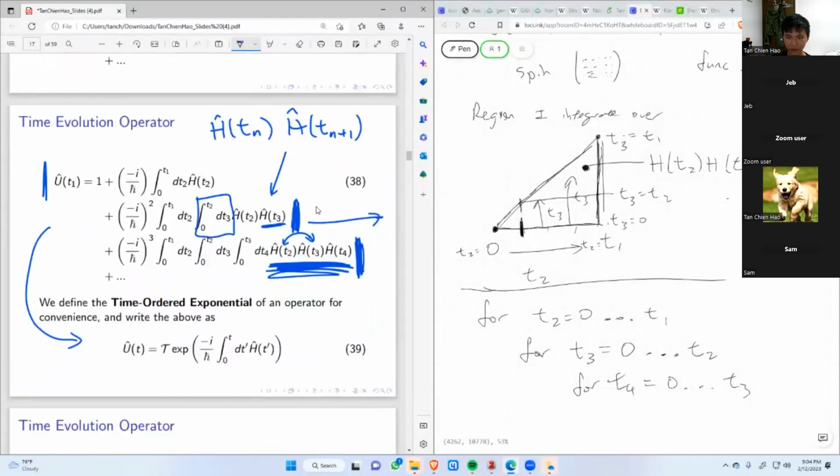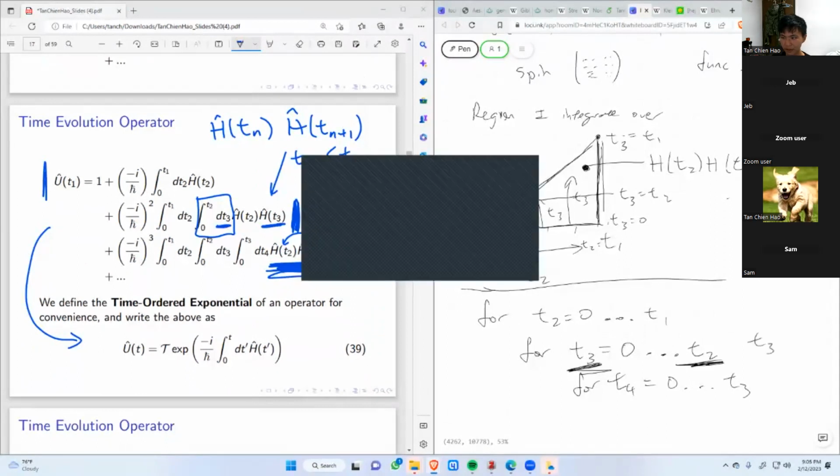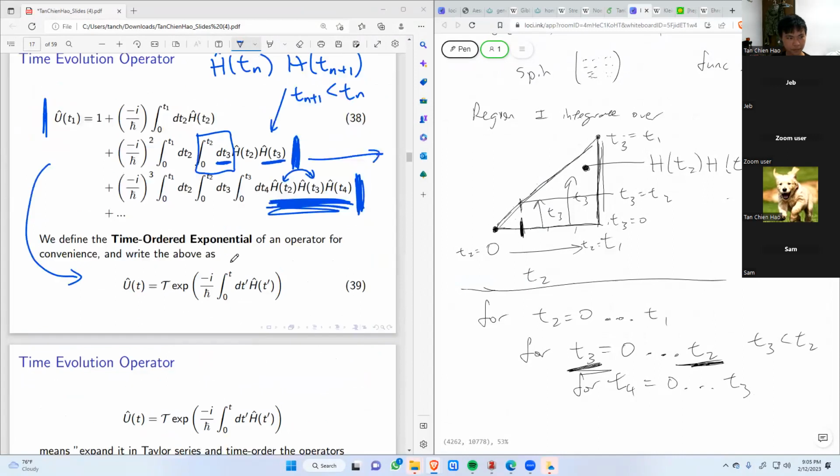But because of the limits of integration, Tn plus 1 is always going to be less than Tn. In this case, T3 in this for loop only went up to T2, so T3 is definitely less than T2. Okay, I'll try to speed it up. So T3 is always less than T2.